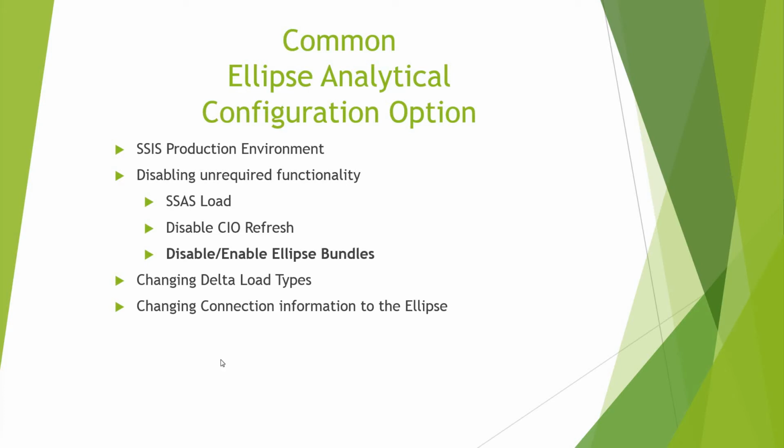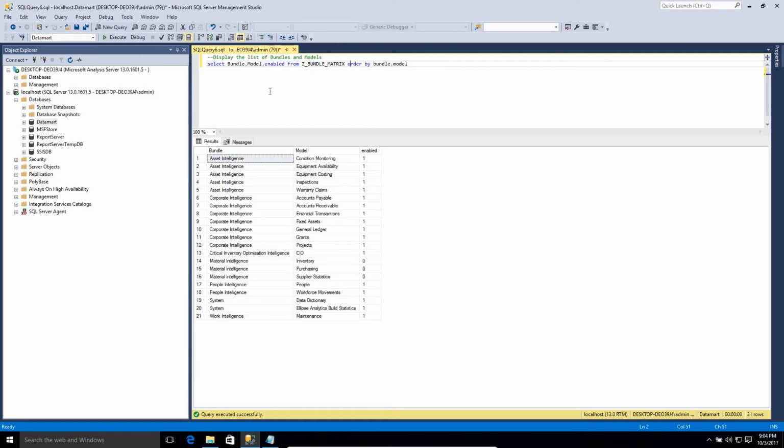We will now discuss disabling and enabling Ellipse bundles. I have created a new query window in the DataMart database, and I have run this query, which will list the bundles and models and the enable state of each model. From this, you should be able to work out which bundles you wish to enable. You can see that currently the Materials Intelligence bundle is disabled on this system.